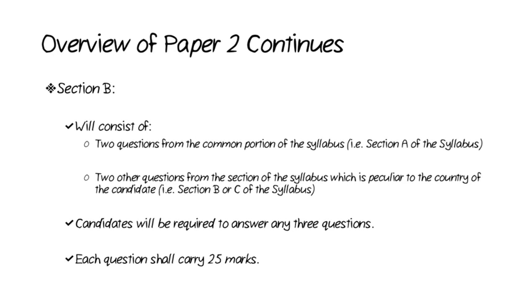Now, Section B. Section B will consist of 2 questions from the common portion of the syllabus, that is Section A of the syllabus, and 2 other questions from the section of the syllabus which is peculiar to the country of the candidate. That is Section B or Section C of the syllabus.